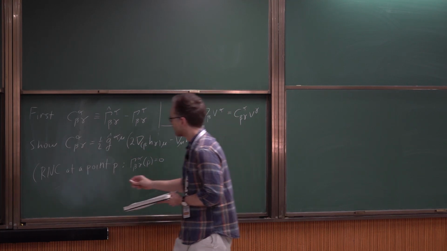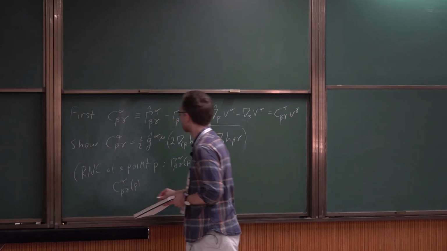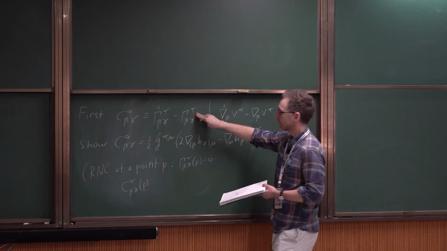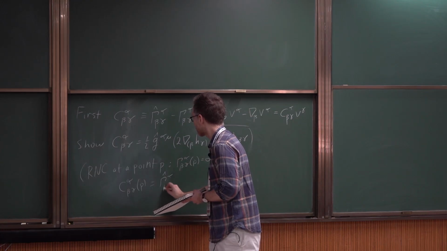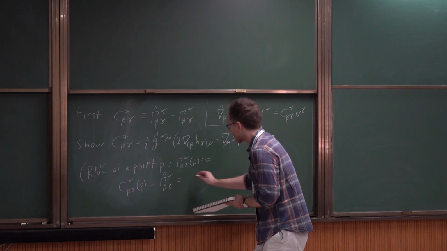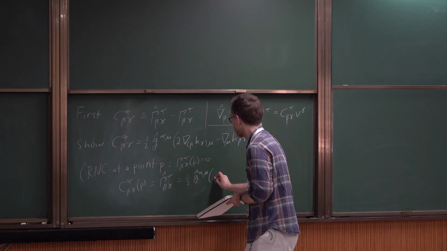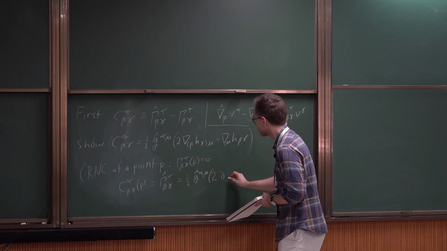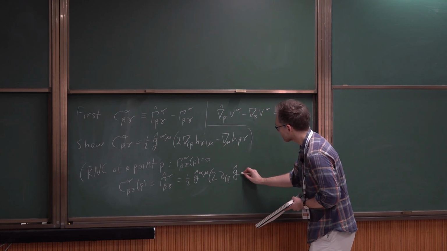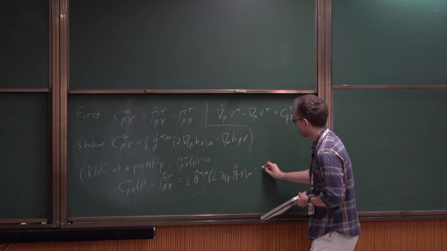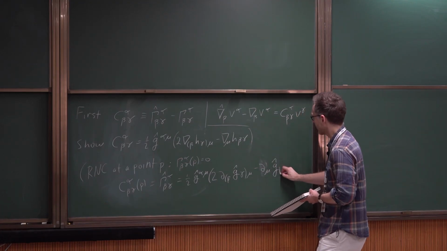Okay, so then if we write down C in Riemann normal coordinates at that point P, well then the second term just vanishes. So you just have the first term. And that is equal to 1/2 g hat alpha mu 2 times partial derivative acting on g hat minus partial derivative, again acting on g hat.